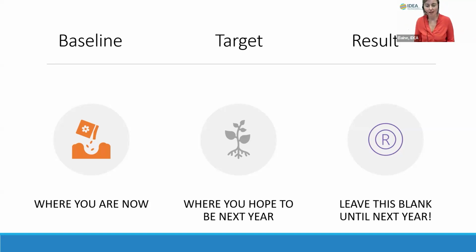So using similar language in them, whether it's a percentage of an increase of something, or a percentage in confidence, or a number of people that you've reached, the baseline and target need to be similar and coherent. And then the result, you leave that blank, but I suppose in your mind, you are imagining, is the target realistic?